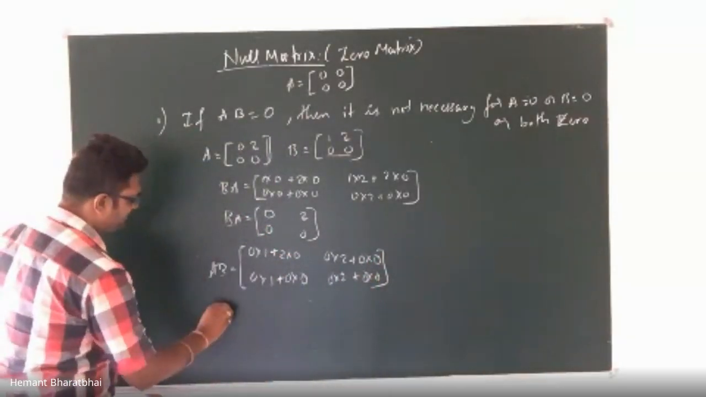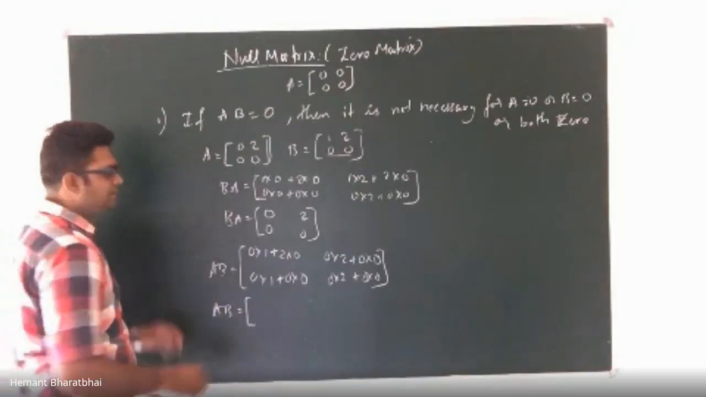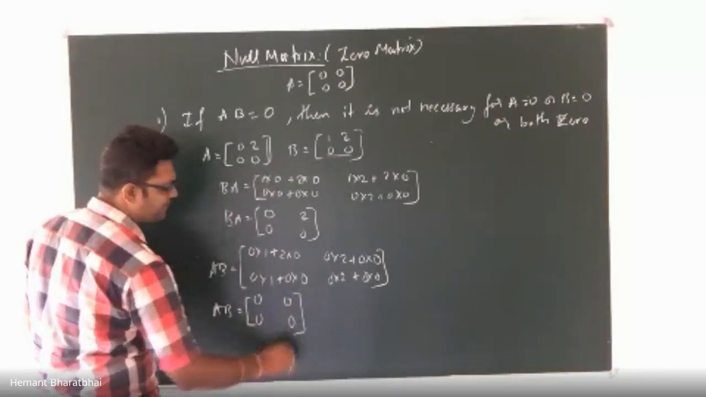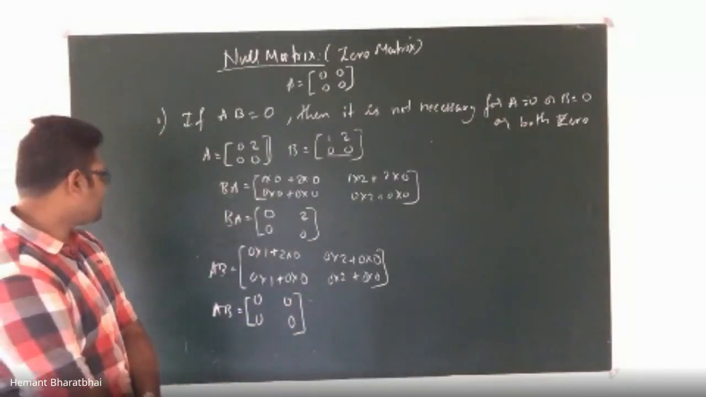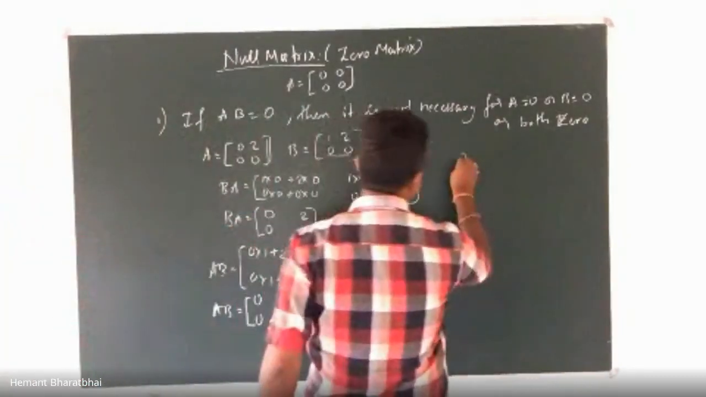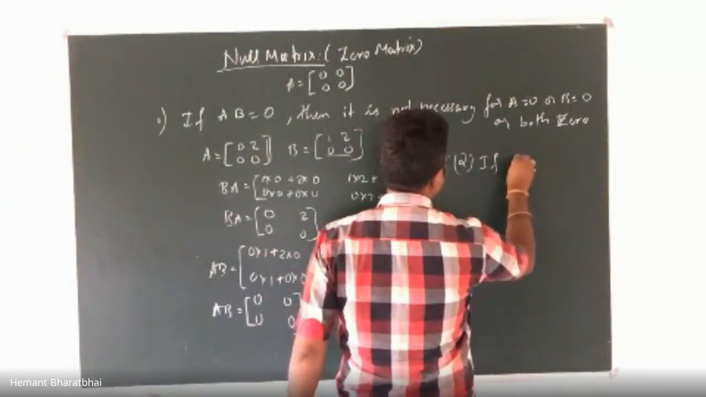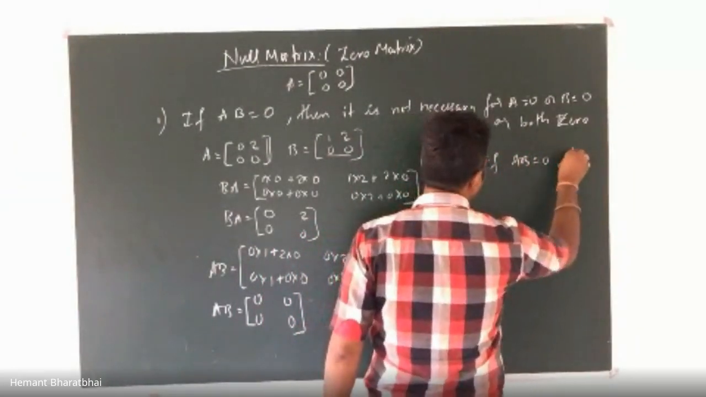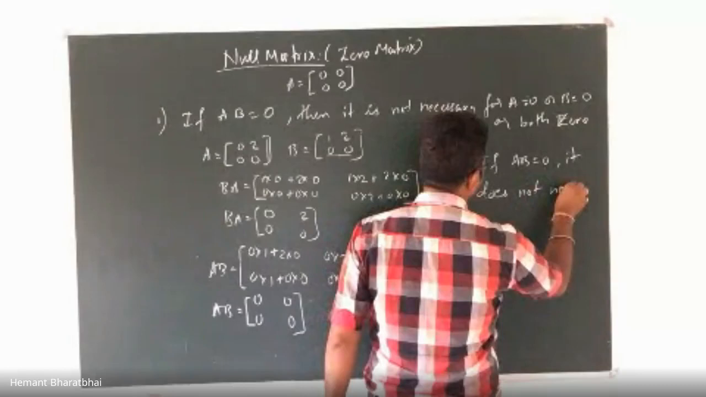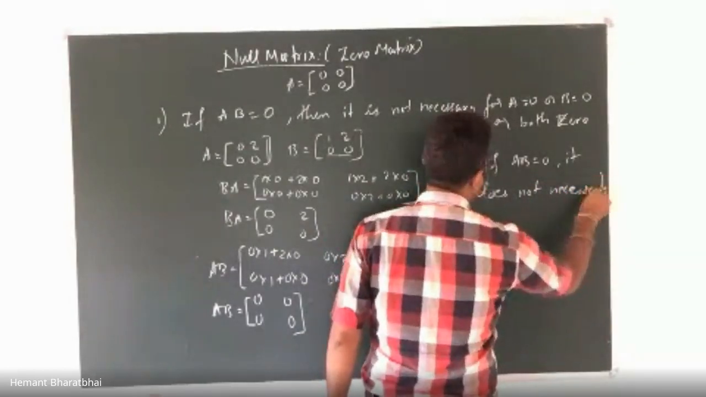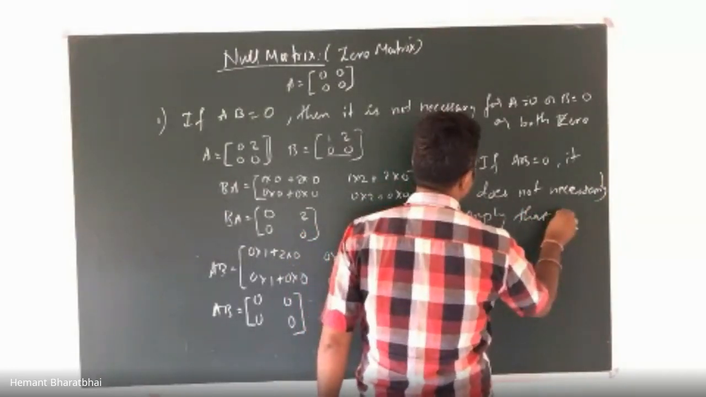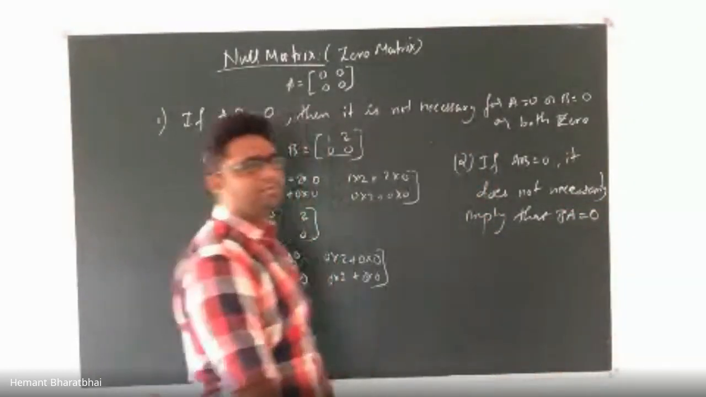So I will get matrix AB is equal to 0 into 0, so that is 0. This is also 0, this is also 0, this is also 0. So two properties together. Okay, again the second property I am writing here. If AB is equal to 0, it does not necessarily imply that BA is 0. So two properties together I have proved over here.